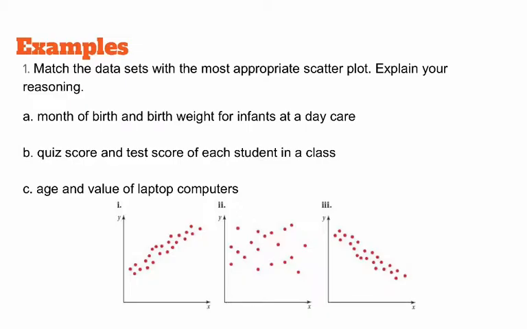All right, so let's take a look at these 3 scenarios. Now there's 3 graphs that we need to match with it. Letter A says the month of birth and the birth weight for infants at a daycare. What do you think? Does it matter how much a kid weighs depending on what month they were born in? It might, right, with their age, because we'd expect a newborn or like a 1-month-old to be much lighter than a 12-month-old baby. Let's take a look at the other scenarios. Maybe that'll help us narrow it down.